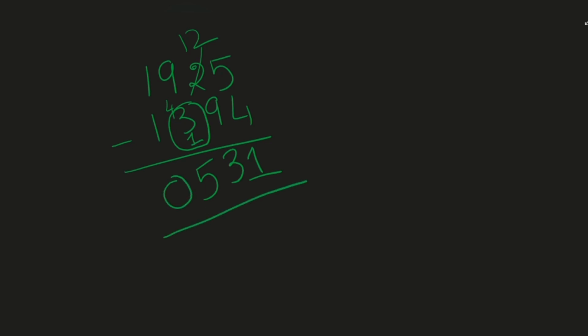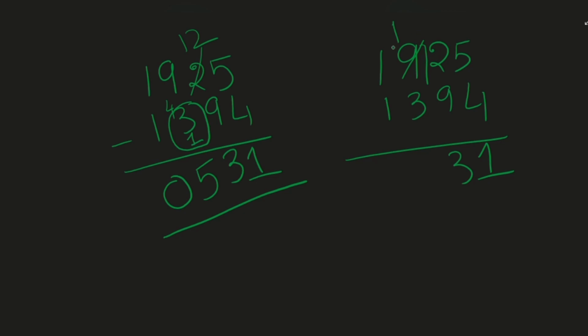Now try to solve the same question in the general way. 5 minus 4, 1. Here I take a borrow. It becomes 12. 12 minus 9, it becomes 3. 8 minus 3, 5. 1 minus 1, 0.